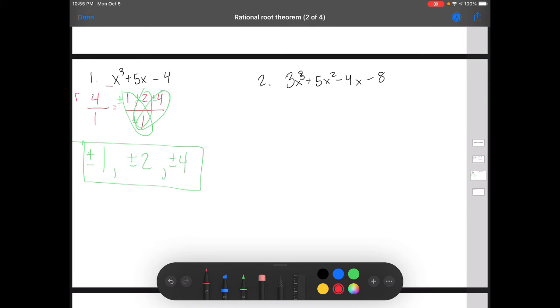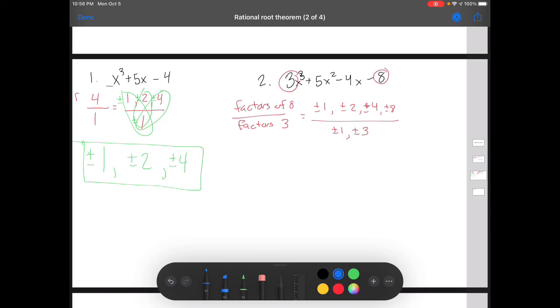In our next one, we're going to do the factors of 8 over the factors of 3. So we have positive 1, 2, 4, and 8 over 1 and 3. Okay. So we'll start.